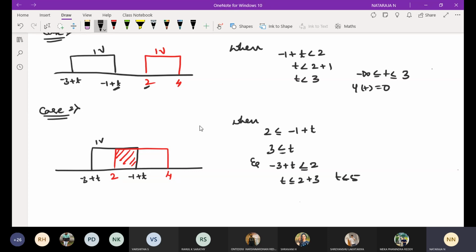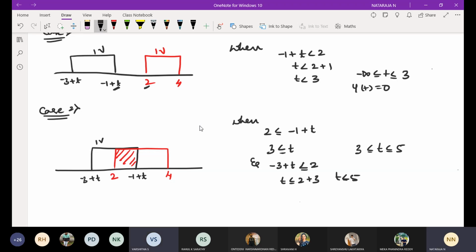It means that for this particular signal, with respect to here, we got two conditions. The signal varies from 3 to 5. T varies from 3 to 5. Everyone got it?